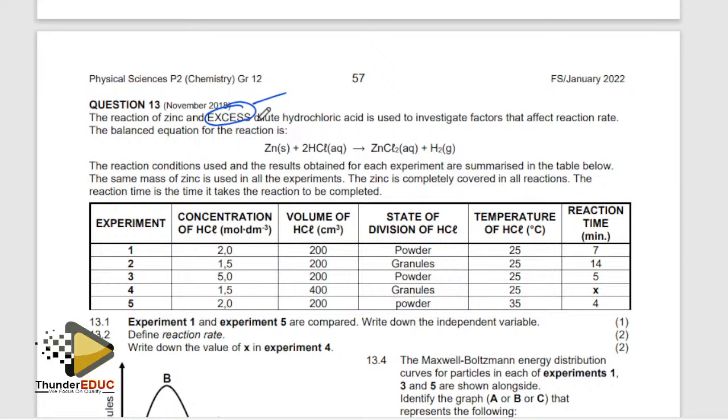So now, here is a question. They are saying that hydrochloric acid is used in investigating the factors affecting the rate of reaction. Balance the equation: zinc plus hydrochloric acid gives zinc chloride and hydrogen. The reaction conditions used in four experiments are summarized in the table below. The same mass of zinc is used, completely covered, and then they show the reaction time.